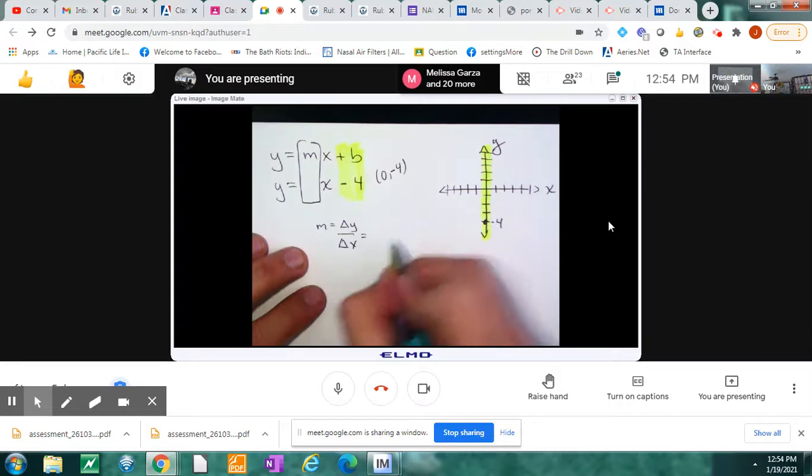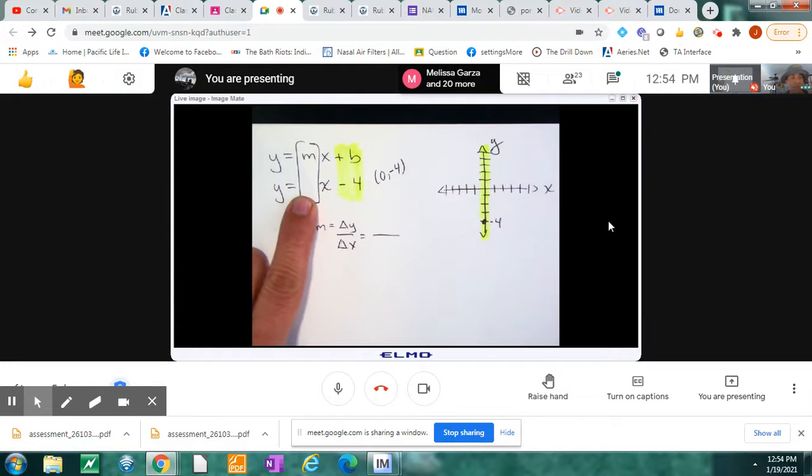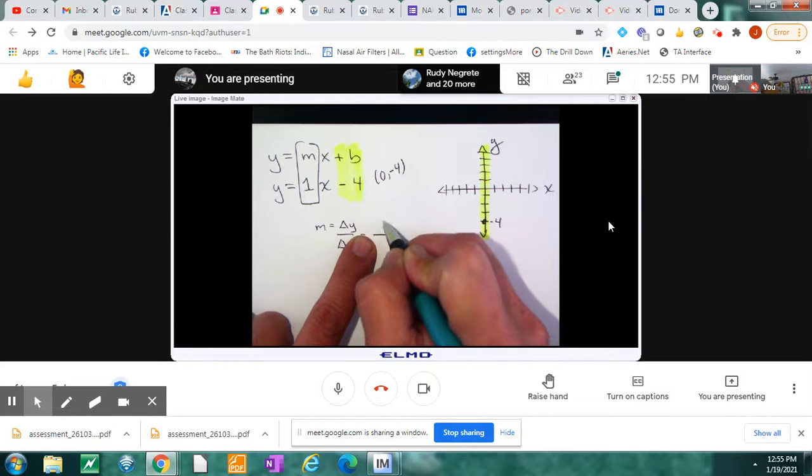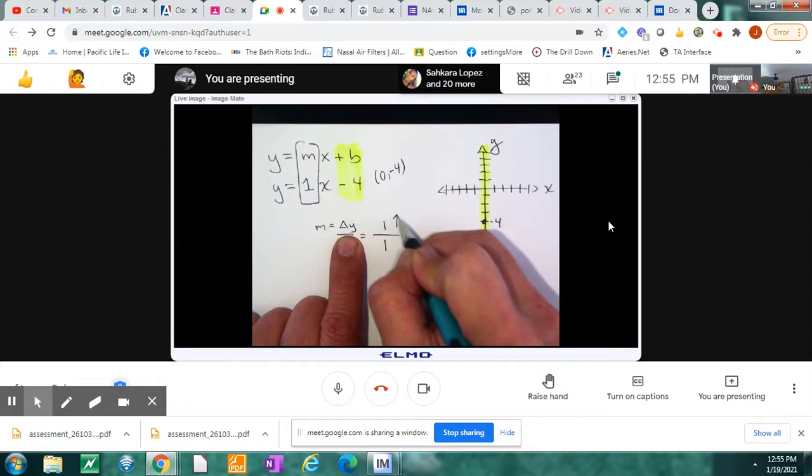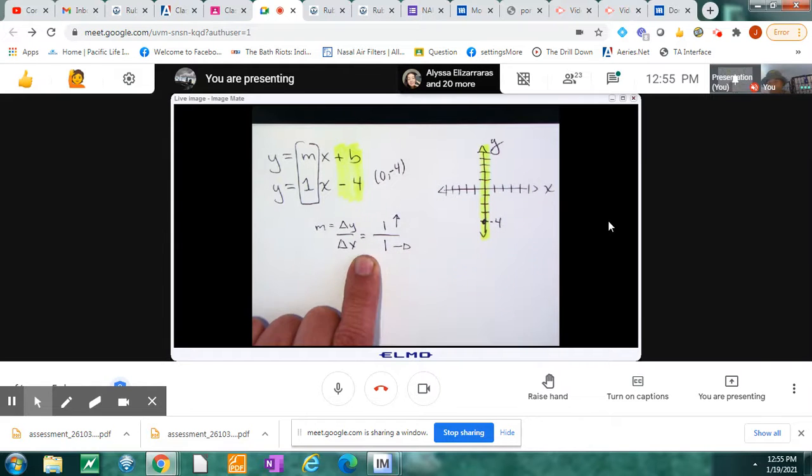All right. But there's no m. Does anybody know what we're going to put there? 0 or your invisible 1? 1. Yeah, your invisible 1. So now I have y over x: 1 over 1. Right? And they're both positive. So y is going to go up, and then x is going to go to the right. So from the starting point, you're going to go up 1 and 1 to the right.